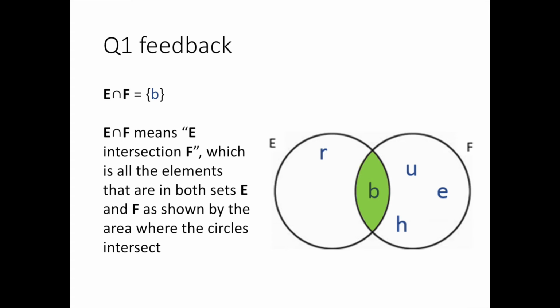Question 1, feedback. This question asked for the elements in E intersection F. This is all the elements that are in both sets E and F, as shown by the shaded area here. In this case, this was just the element B.